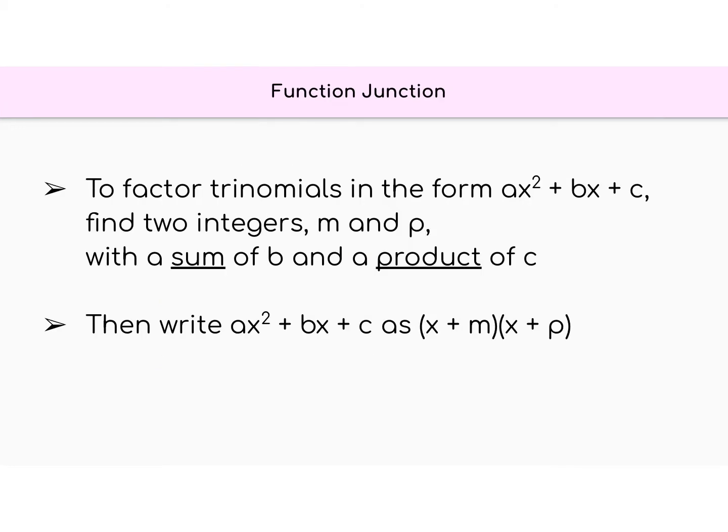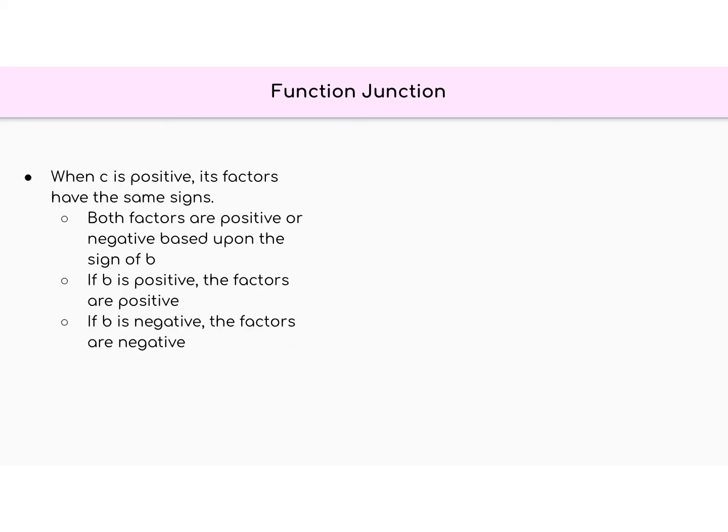To factor trinomials in the form of ax squared plus bx plus c, we must find two integers, m and p, with a sum of b and a product of c. Then write ax squared plus bx plus c as x plus m times x plus p. So essentially what we're looking for are two integers, two factors. When we multiply them equals c, and when we add them equals b. So let's take a look at four examples.